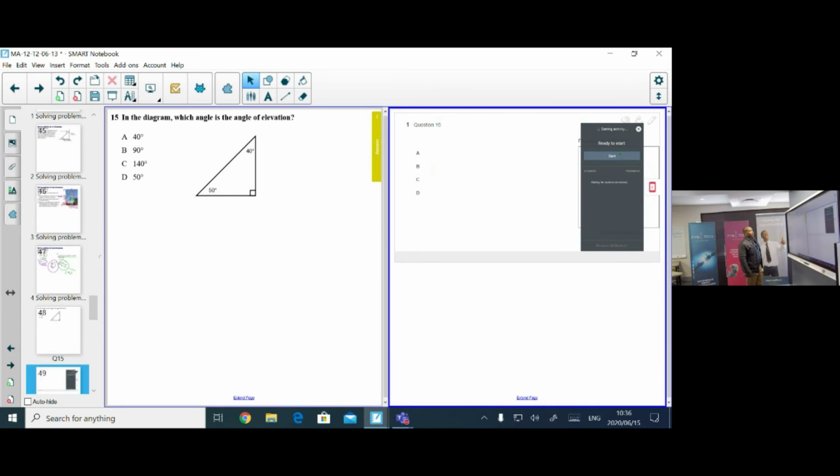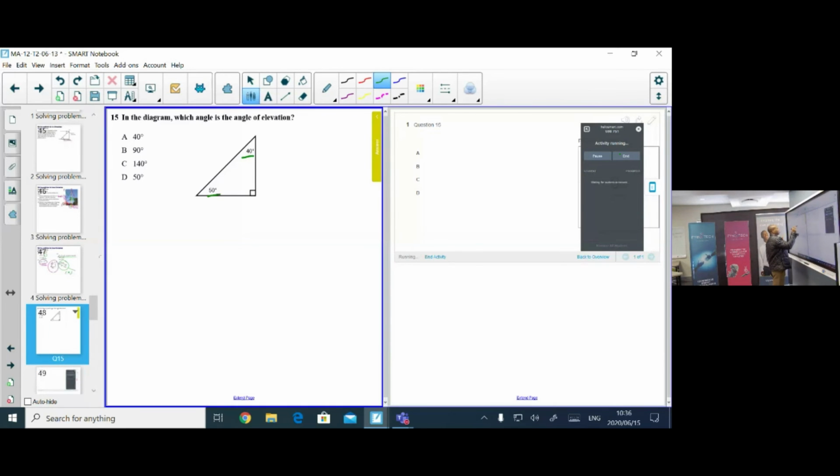All right. So that should give you a good enough time to have looked at the question already. In the diagram, which angle is the angle of elevation? So those that are already connected, it's just a click away to choose your answer between these three angles given in the diagram. Is it the angle 40? Is it the 50? Is it the 90? So you choose.